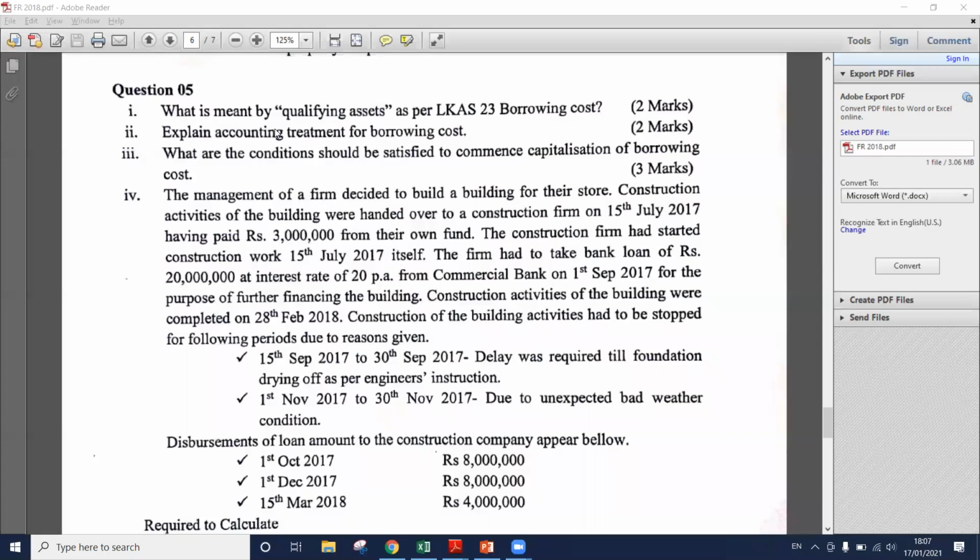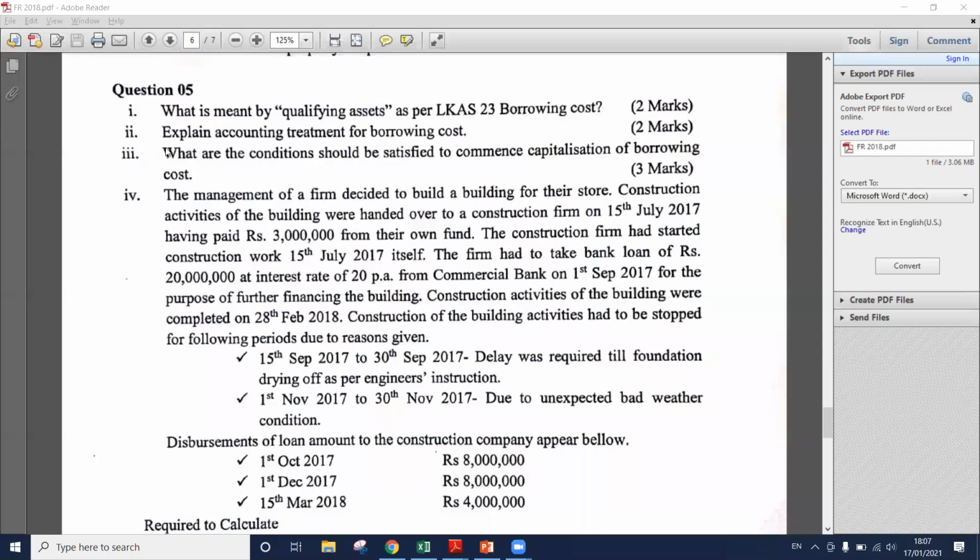This is how we are going to use this asset. So if converting that asset into such a position takes a substantial period of time, such assets we can identify as qualifying assets. If I say it again, qualifying assets are assets that necessarily take a substantial period of time to get ready for their intended use. In your slide also it is clearly mentioned: a qualifying asset is an asset that necessarily takes a substantial period of time. This is the most crucial term here, substantial period of time to get ready for its intended use. So that should be the answer for part 1.